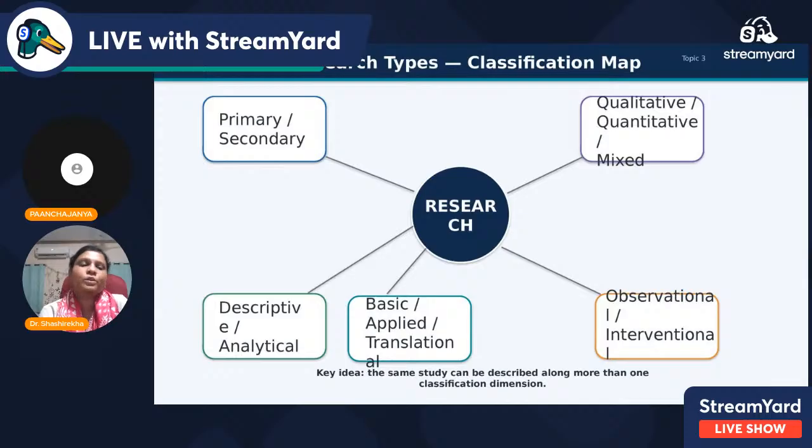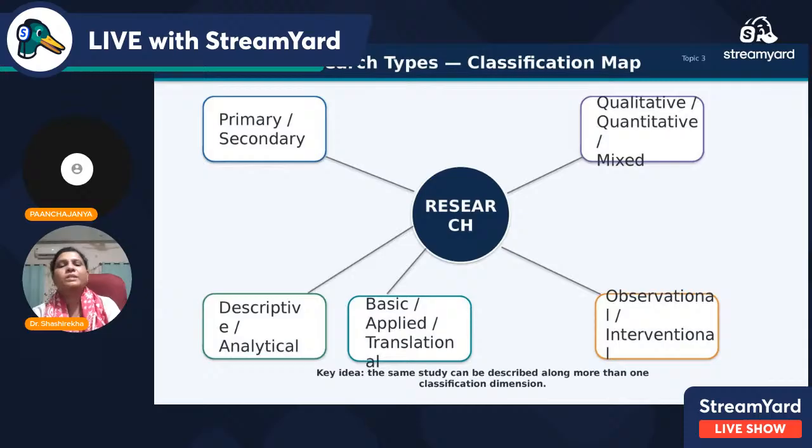And in some areas you will have quantitative data, like the systolic blood pressure level is 120 or 130, 140. There we need quantitative data, or you can utilize both, which will be considered mixed research. One more is descriptive and analytical. You are going to describe the research, and in another area you are going to analyze, depending on the data you get.